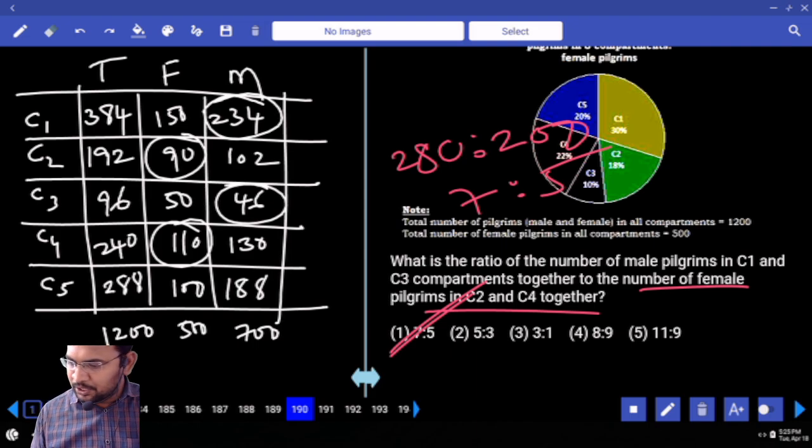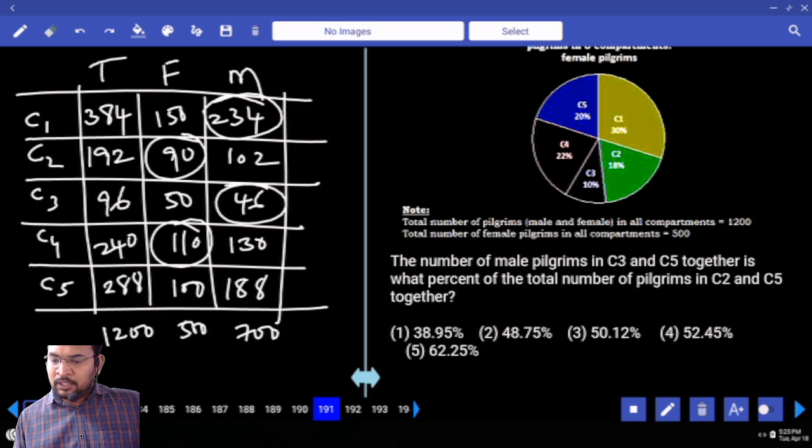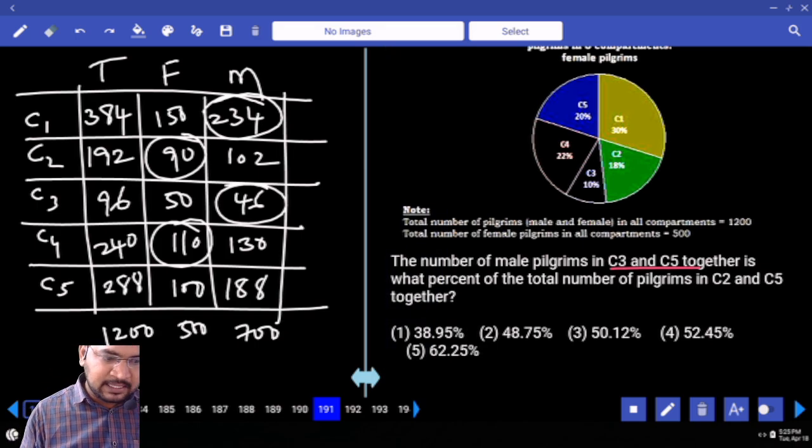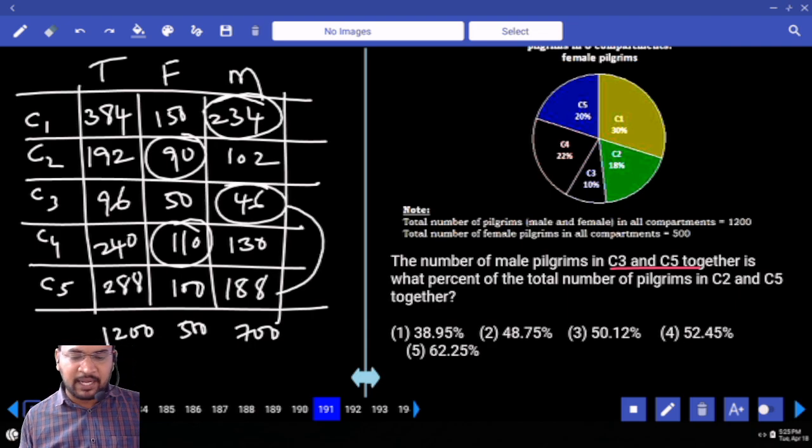Shall I go for the next question? Now, the number of male pilgrims in C3 and C5 together. Male C3 and C5: 46 and 188. So together how much? 12 plus 188 is 200, remainder is 34, and 34 plus 200 is 234. Are you clear? 234.